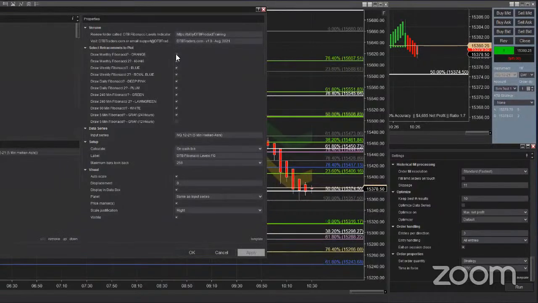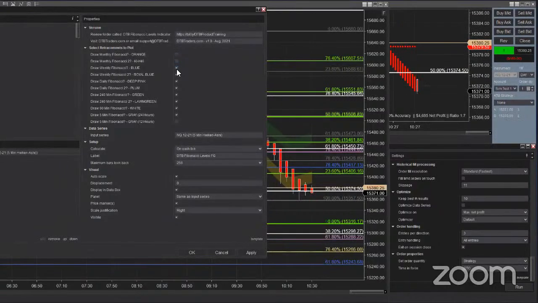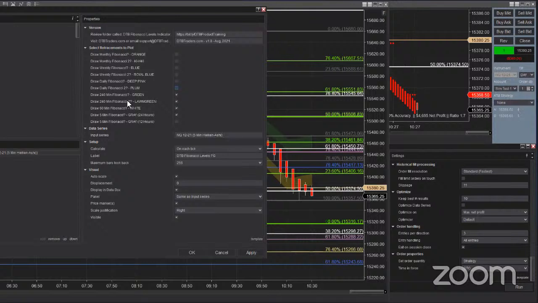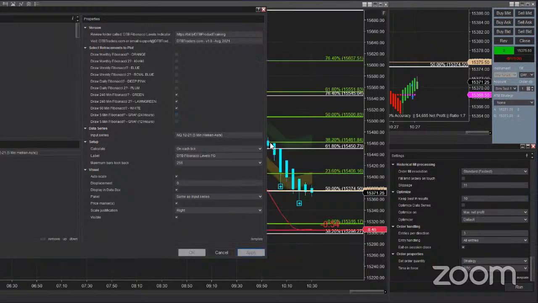So if you only want to show the daily Fibonacci levels and the 4-hour Fibonacci levels. Actually, let's leave the daily off. Let's just show the 4-hour and the 1-hour Fibonacci levels. So you can go uncheck the rest, and if you apply that, it's only going to show you those ones.